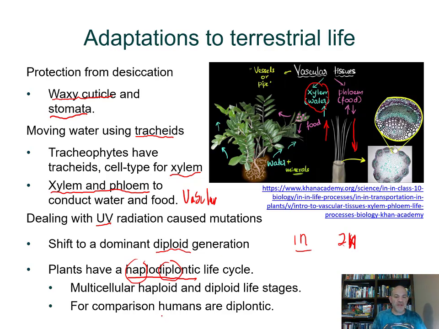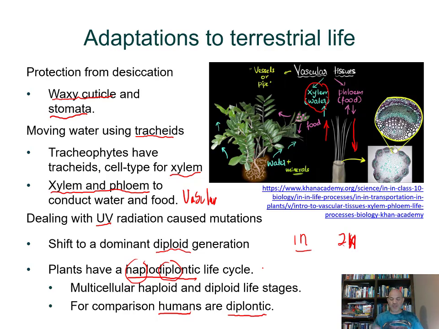For comparison, humans and most other animals are going to be diplontic. We only have a multicellular diploid. Our bodies are diploid. We do produce haploid cells, a sperm and an egg, but they don't turn into a whole other body that's walking around with all haploid cells. Instead, the sperm automatically fertilizes the egg, and you get the next diploid generation.